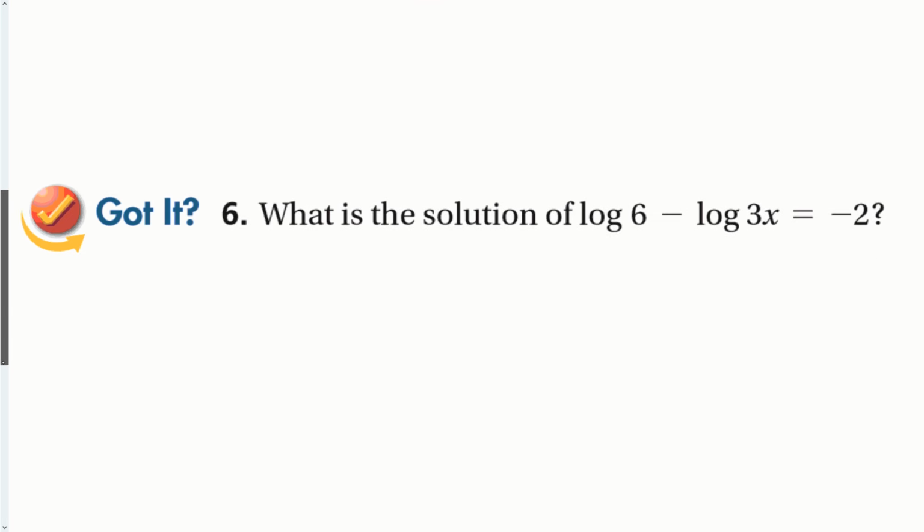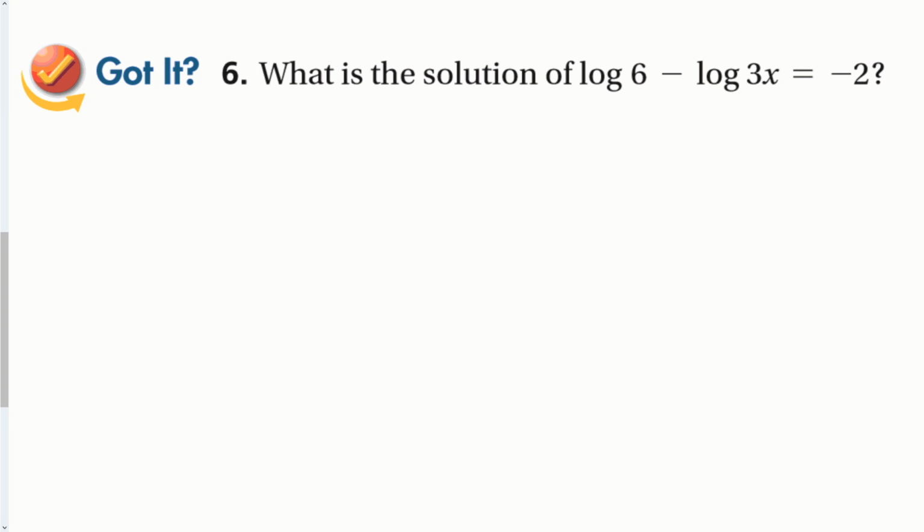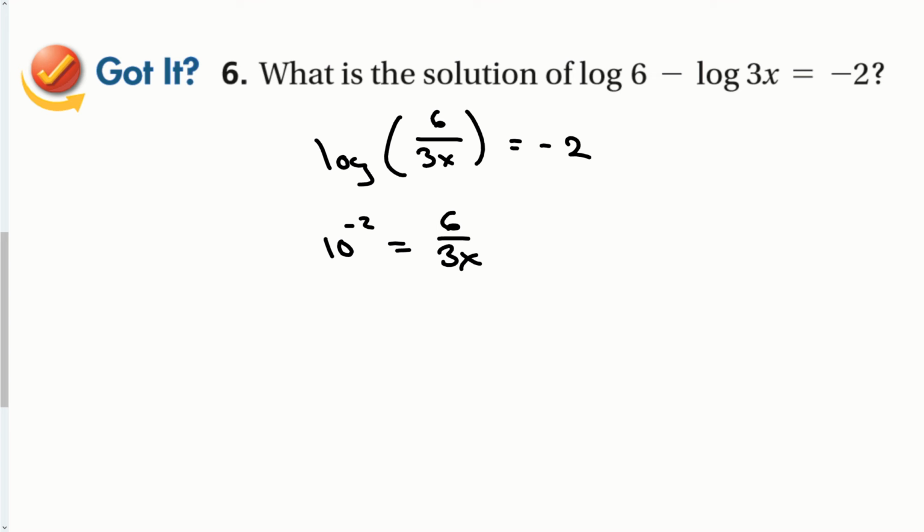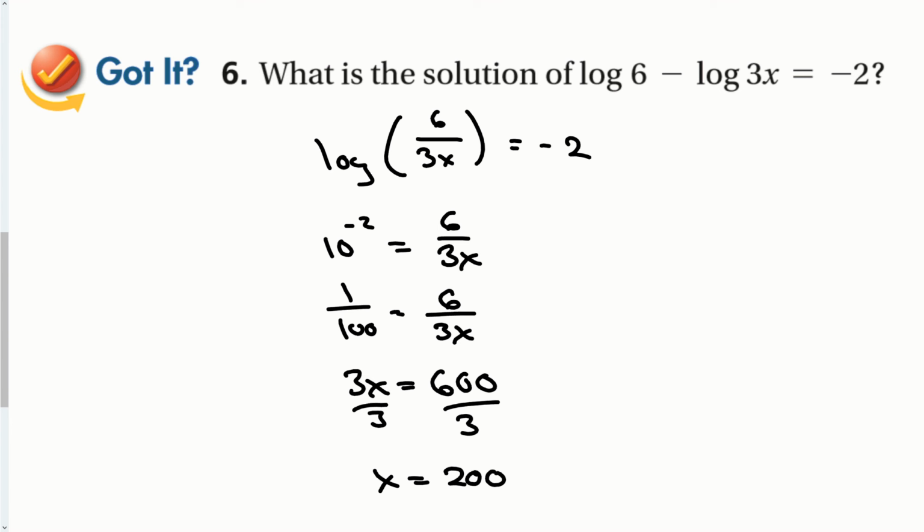Let's try again. Let's try our got it problem. Minus means that we're going to put the logarithms together with division. So it's 6 over 3x is equal to negative 2. So now the base 10 to the negative 2 power is going to be equal to the inside of the logarithm. 1 over 100 is equal to 6 over 3x. I can cross multiply that and say 3x is equal to 600, divide out the 3, and we get that x is equal to 200.